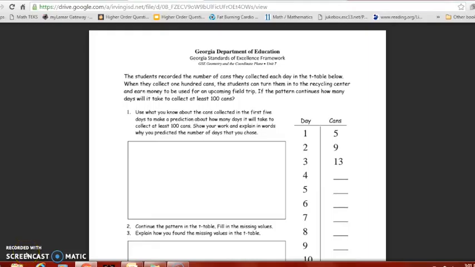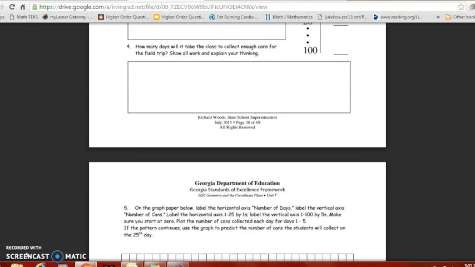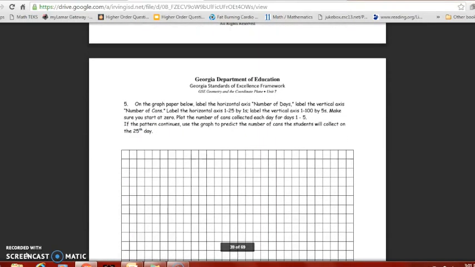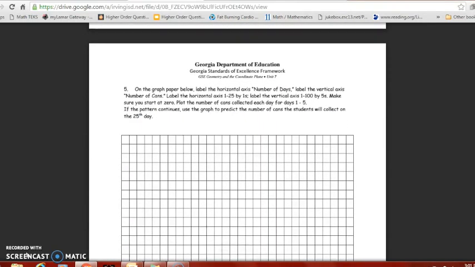The next task that we'll discuss for this unit is the Earth Day project. This task is located in the small group section of the learning plan. For this activity, students will analyze data about recycled can collection. They will identify and extend the pattern. Lastly, they will solve a problem using the pattern and graph the data collected and extended.